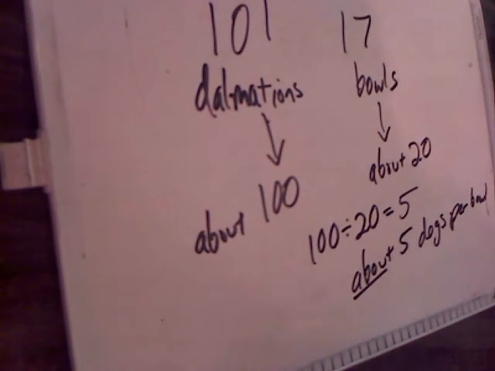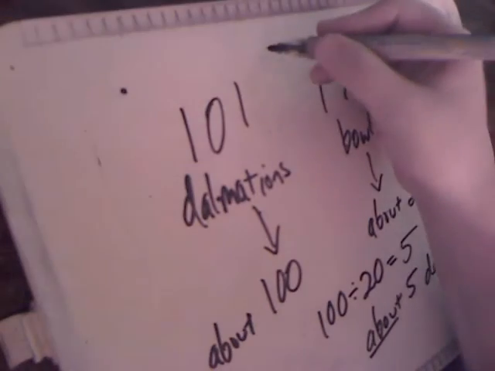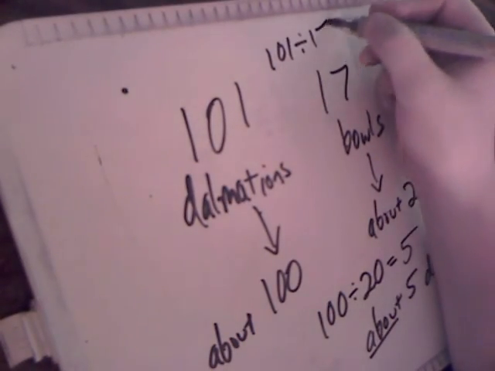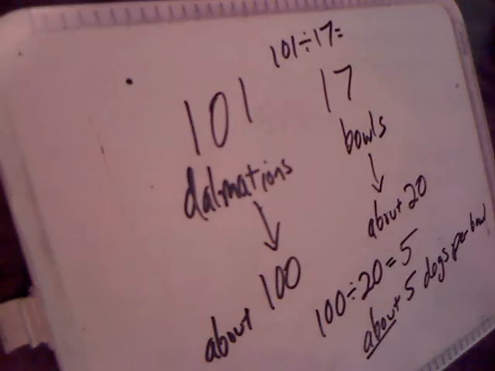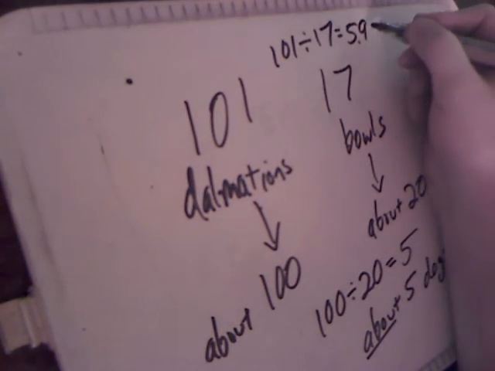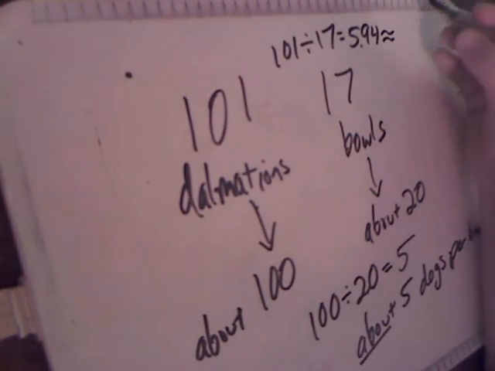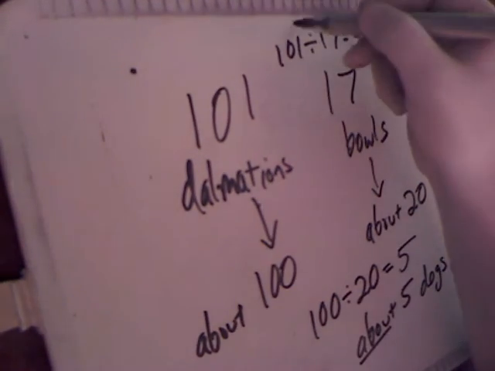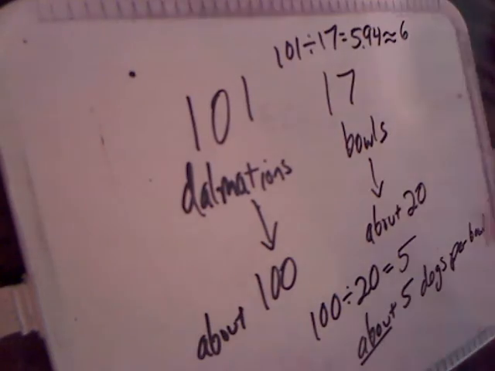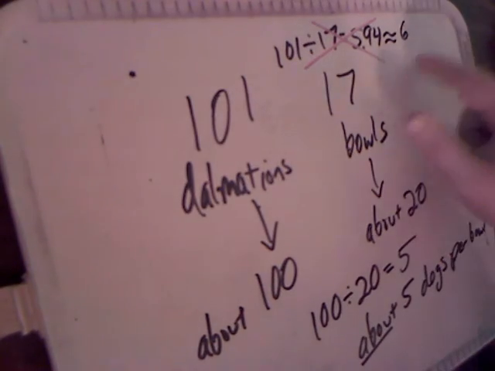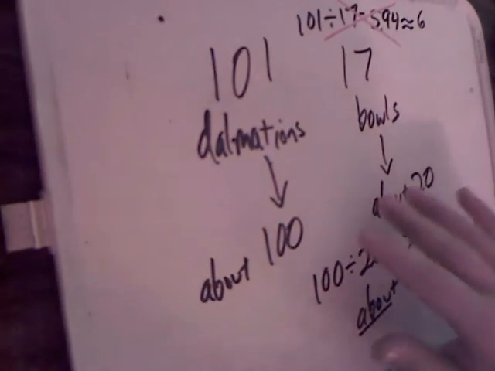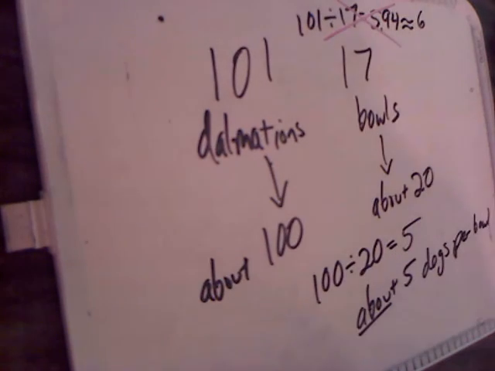There you go. Now, if you would have done this, 101 divided by 17, and gotten 5.94, and then rounded that to 6, that is not estimating. That is rounding. When they ask you to estimate something, don't do this, but round it first and then get your final answer. That's estimating.